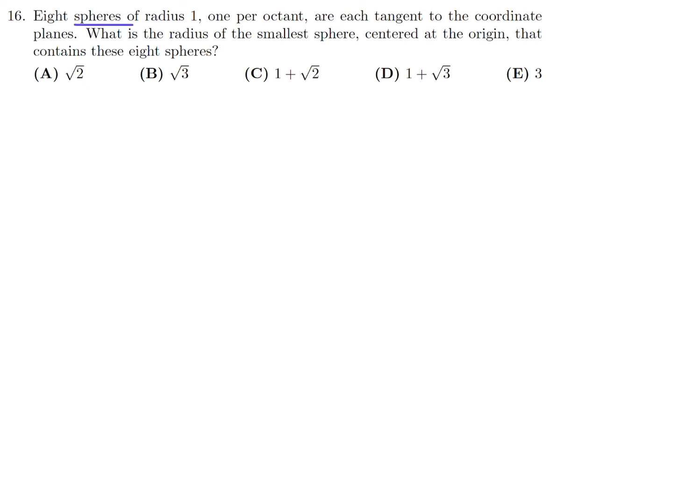8 spheres of radius 1 per octant are tangent to the coordinate planes. What is the radius of the smallest sphere centered at the origin that contains these 8 spheres? One of the keys to this question is to understand that these are spheres and not circles. Because if you do this question as a circle question, you won't get any of these answers. And also, if you do the question as circles, you'll be stuck in the XY plane, and therefore it would be incorrect.